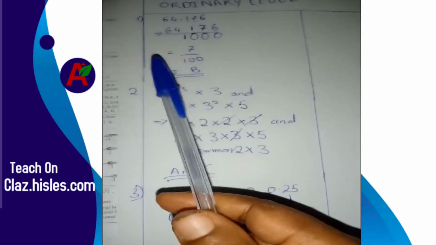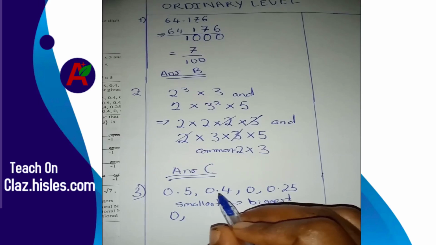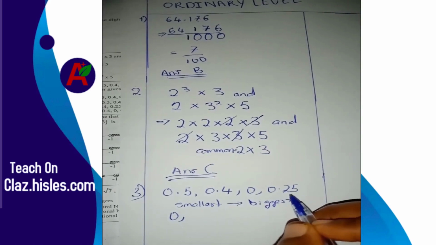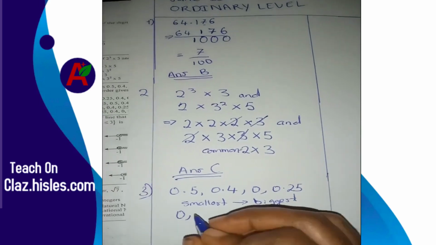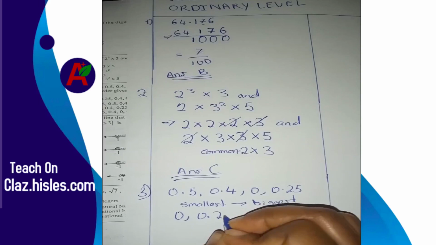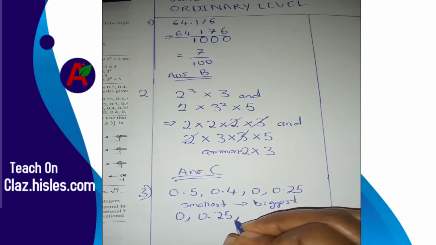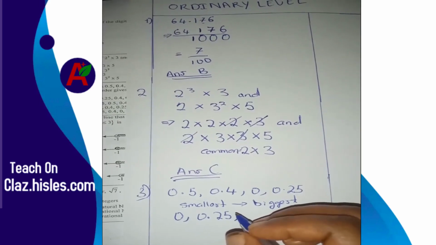Okay, we saw this in question 1. If you are moving a decimal point, this is going to be 4 divided by 10, and this is going to be 25 divided by 100. Now, which is smaller? This is definitely going to be smaller. So after 0, we have 0.25. Don't forget, after a decimal point, we read the digits singly, digit by digit.